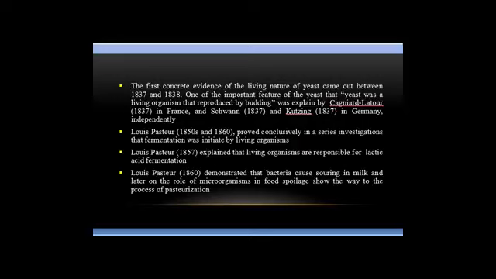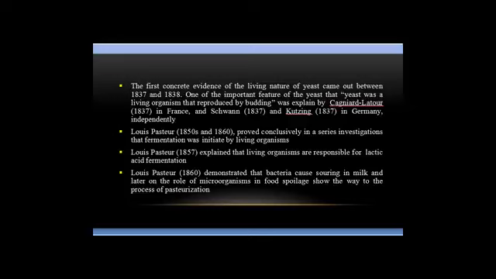The first concrete evidence of the living nature of the yeast cell came out between 1837 and 1838. One of the important features, that yeast was a living organism that reproduced by budding, was explained by Cagniard-Latour in France and Schwann and Kützing in Germany independently.